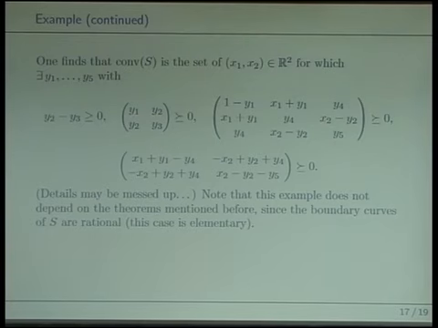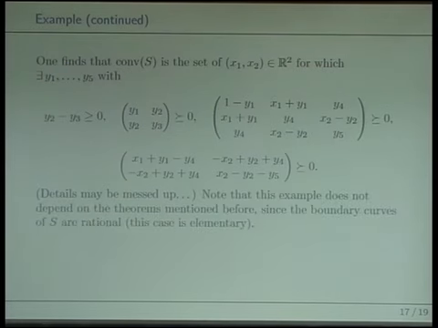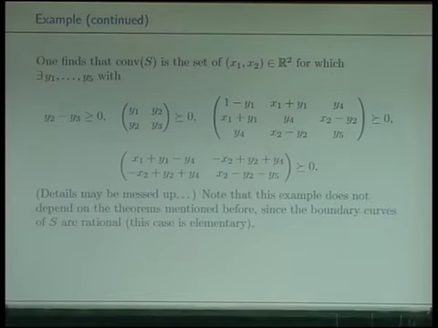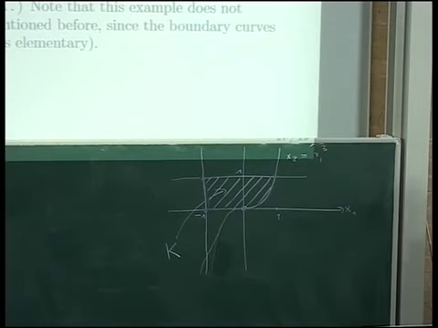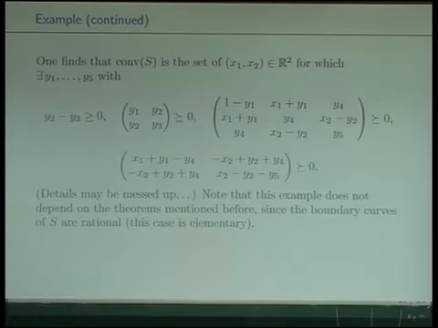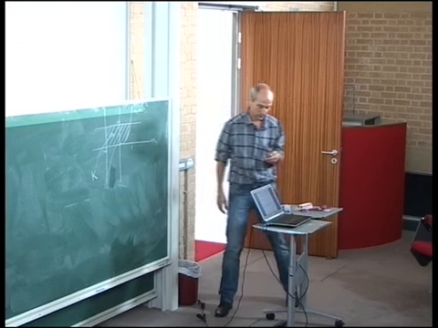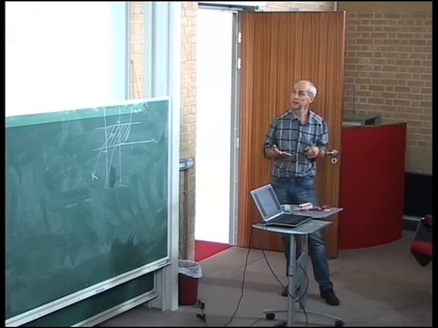Yeah, this example does not depend on the new results that I talked about, because the curves here are rational. This is a line and this is a cubic, which is also rational. But I wanted to illustrate this point, how these two statements are different. There's no contradiction.